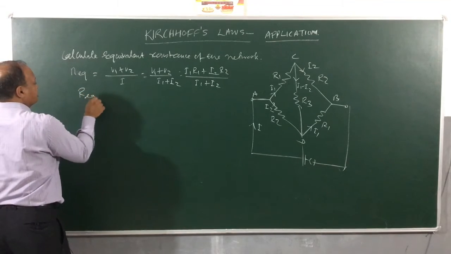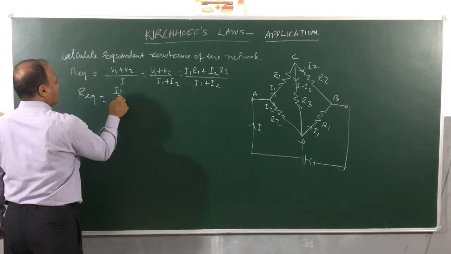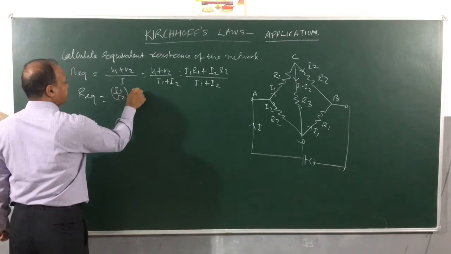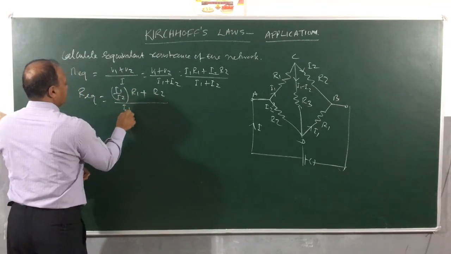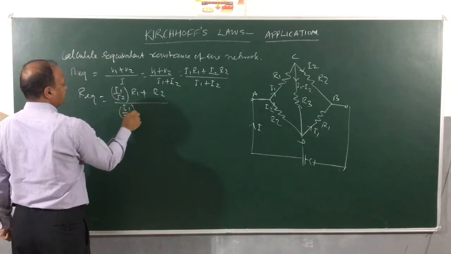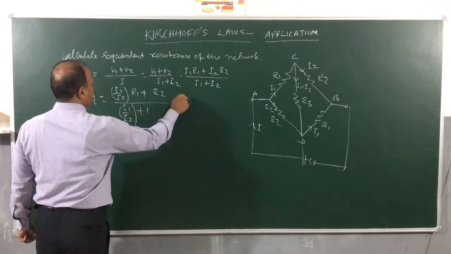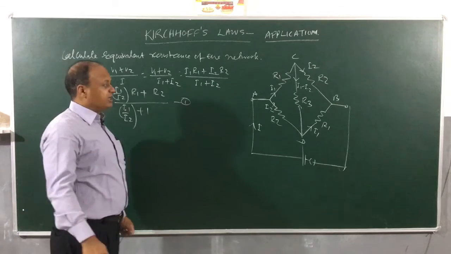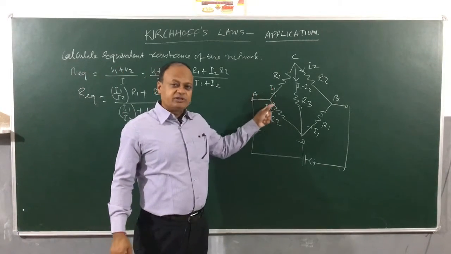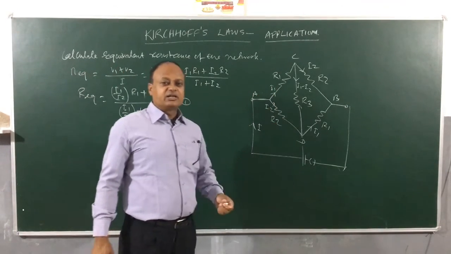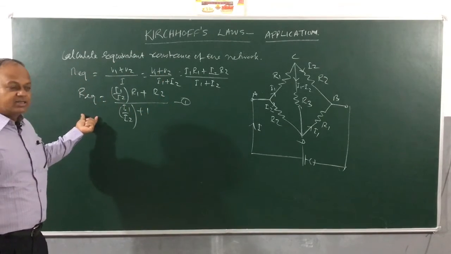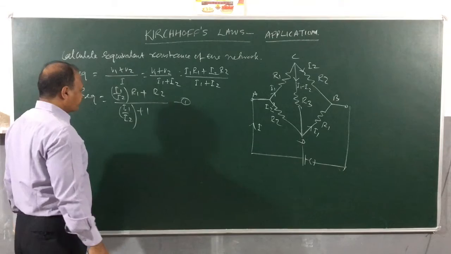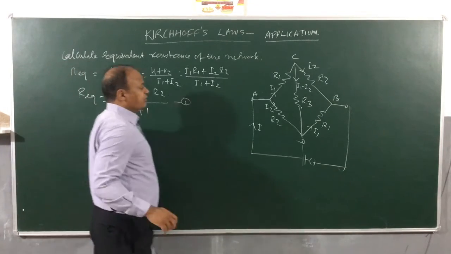R equivalent is equal to I1 by I2 into R1 plus R2 divided by I1 by I2 plus 1. So children, if I can calculate the ratio of I1 by I2, the ratio in which the current is dividing, we can easily calculate the value of equivalent resistance. Alright. So for this, we can use loop law.